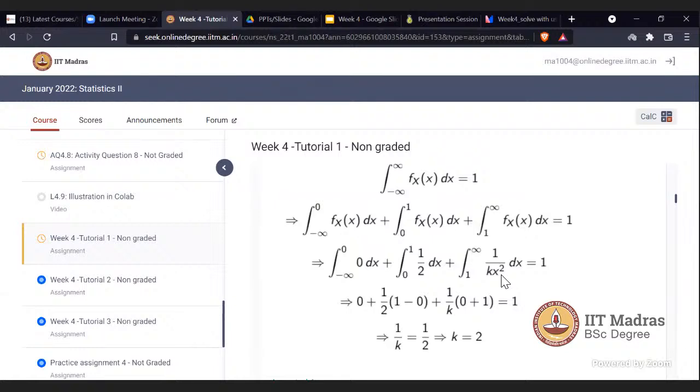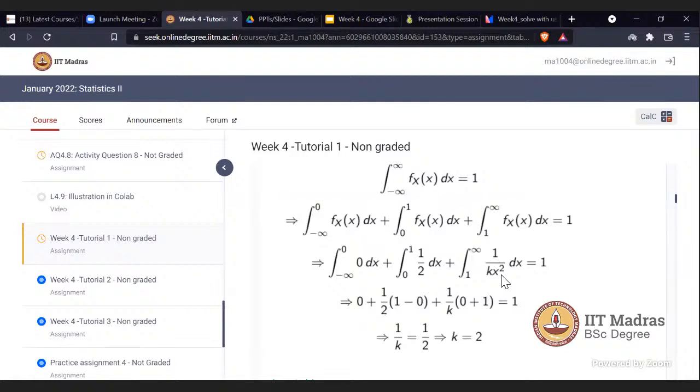So -1 upon x will be the integration, and then you put the definite limit from 1 to infinity. So it will be -1 upon infinity, that is 0, minus the value at 1. So it will be 0 minus 1. 1 upon infinity is 0, minus 1 upon 1, that is 1. So it is going to be 1.